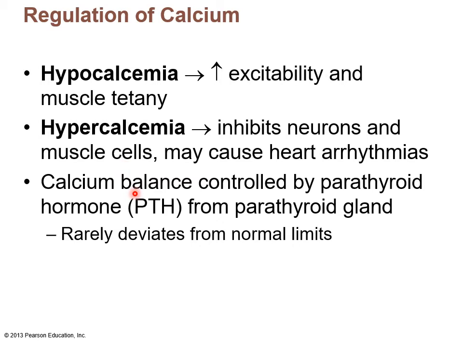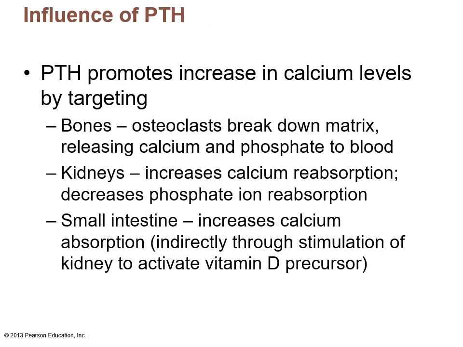Calcium balance is controlled by parathyroid hormone from the parathyroid glands and rarely deviates from normal limits. PTH is important to increase calcium levels by targeting bones, making the osteoclasts break down bone matrix, releasing calcium and phosphate into the bloodstream. We've beaten that dead horse to death.